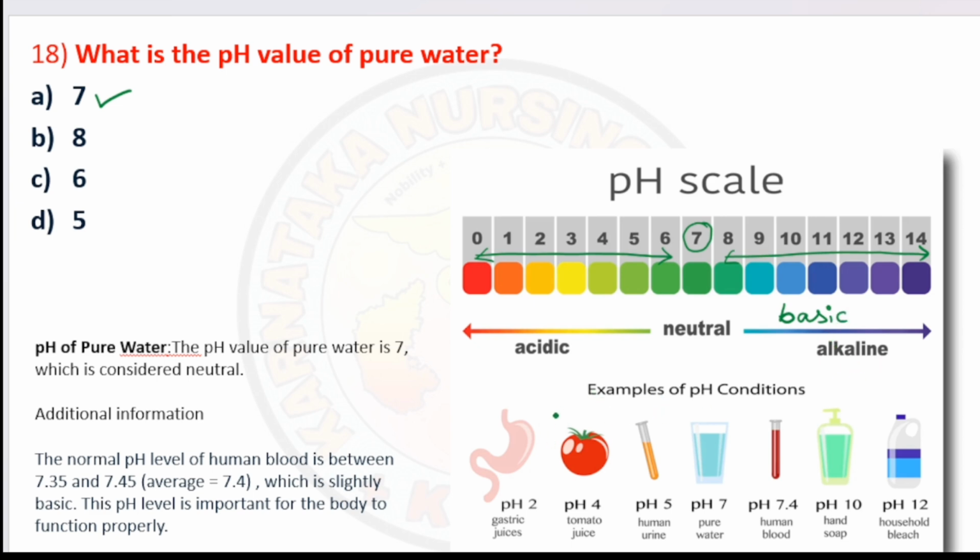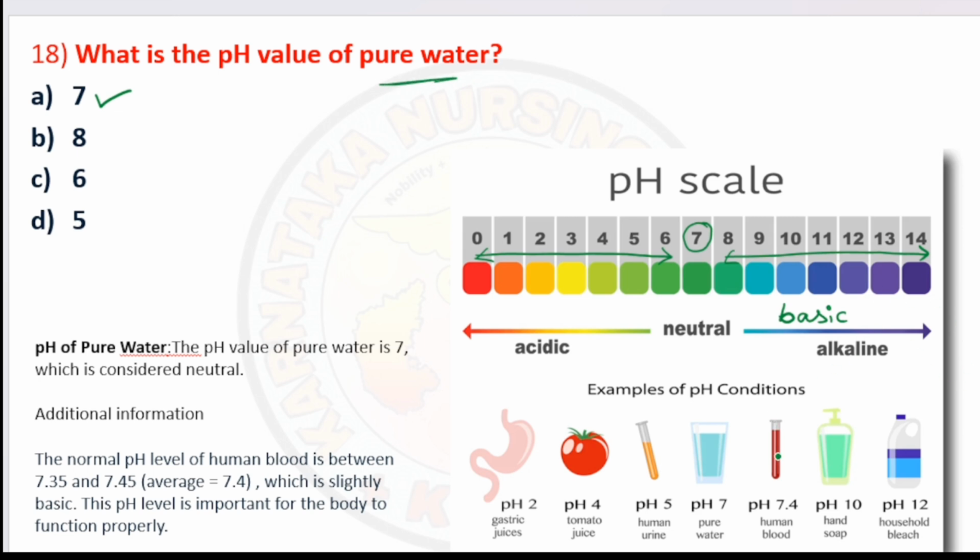If you look at examples of pH conditions, pH value 2 usually represents gastric juices. pH value of 4 represents rheumatic juice, and human urine usually has a pH value of 5. So this is acidic in nature. Between 0 to 6 is acidic, and between 8 to 14 is basic. The neutral value in the pH scale is 7, which is the value of pure water.